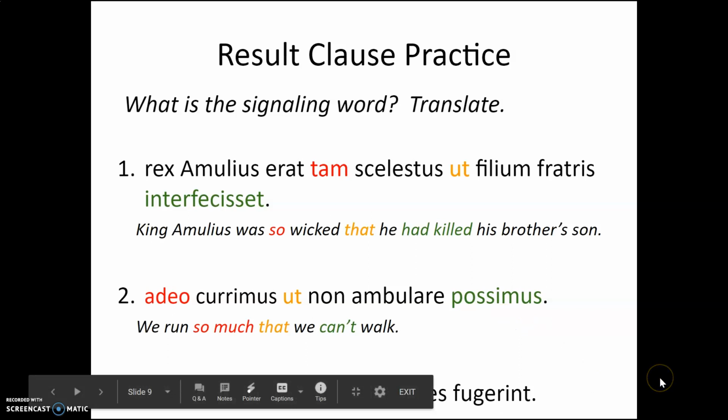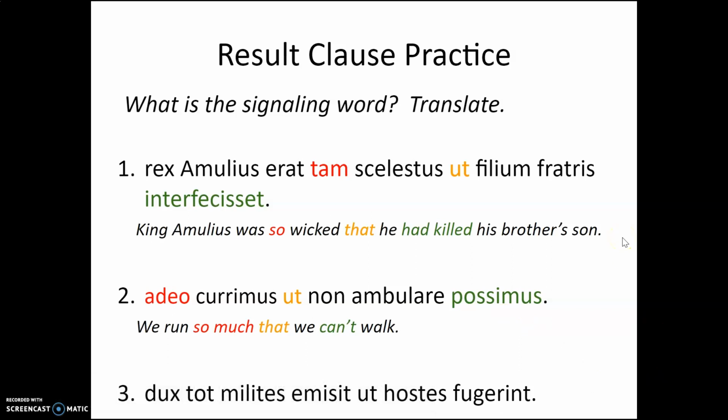And then let's look at our last example sentence. Dux tot milites amisit, ut hostes fugerint. Here's my signal word, tot, from tam, tantus, tot, adeo, ita, sic. And then ut, and then fugerint, I see it has eri in the middle, so that's a perfect subjunctive. So let's translate. Dux, the leader, amisit, lost, tot milites, so many soldiers, ut, that, hostes fugerint, the enemies fled.